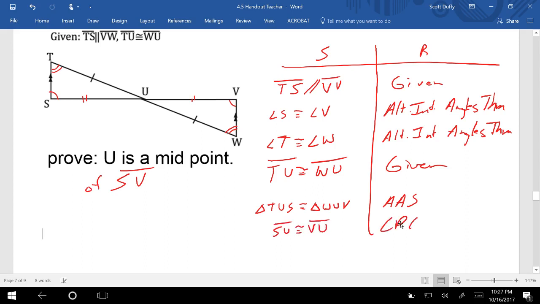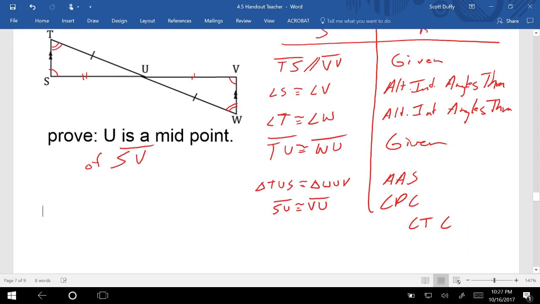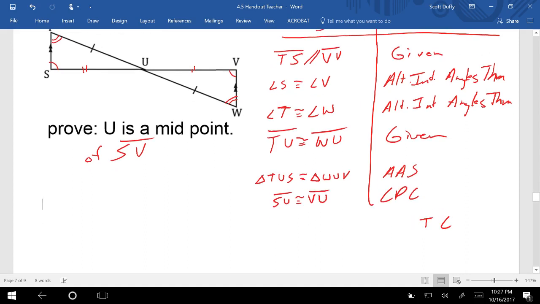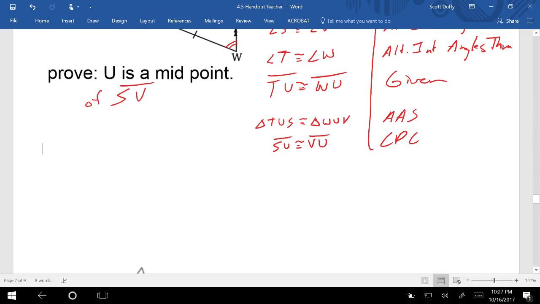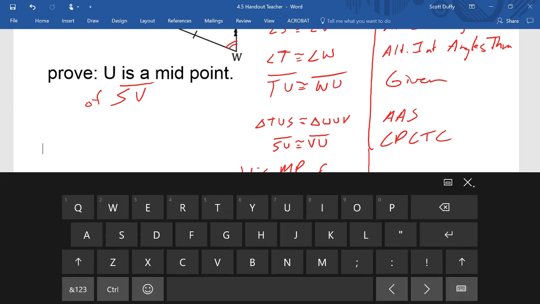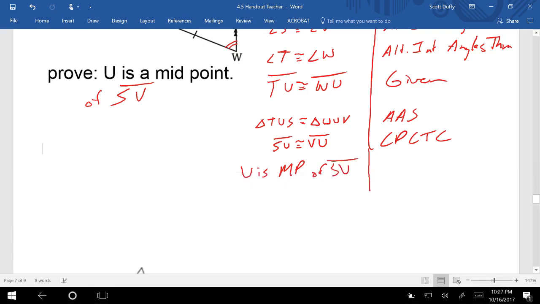Because of that, I can say that SU is equal to VU, because corresponding parts of congruent triangles are congruent, and then I can say that U is midpoint of SV, because that is the definition of midpoint.